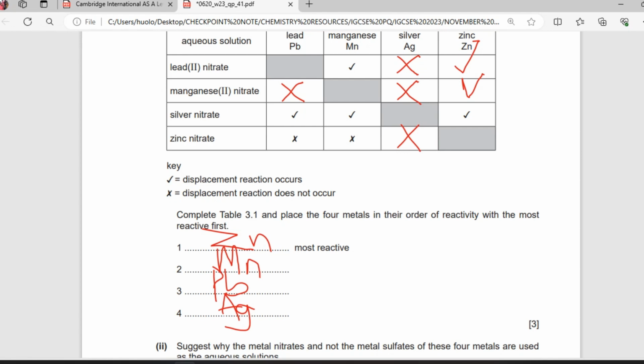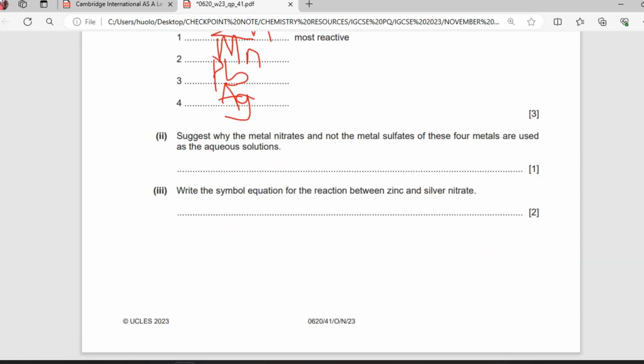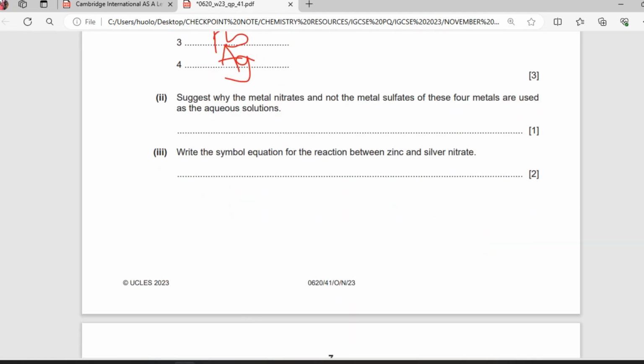Okay, so we are doing great. We can make progress now. Now the next question asks why the metal nitrates and not the metal sulfates of these 4 metals are used as the aqueous solutions.